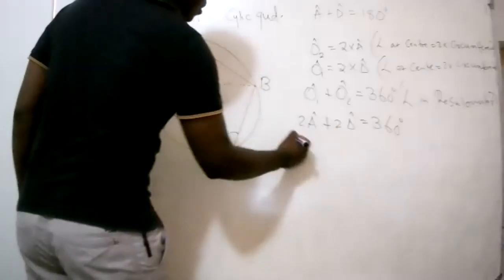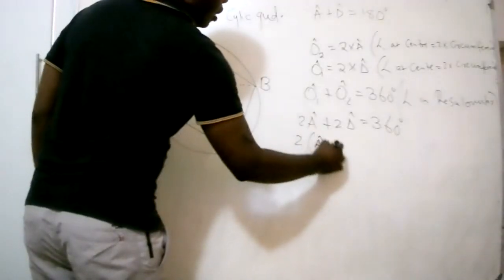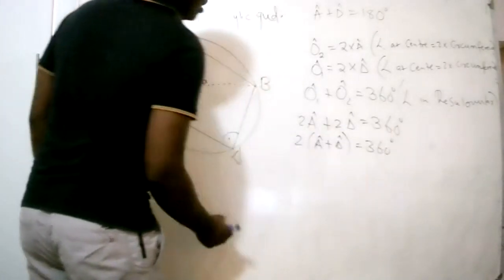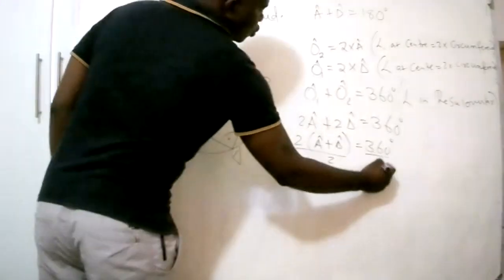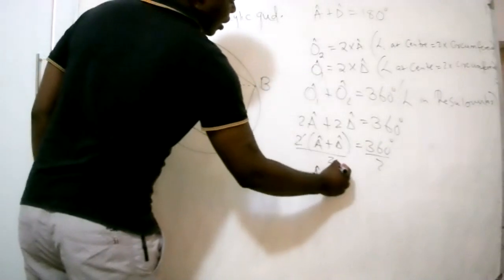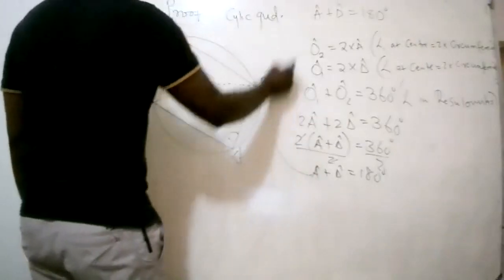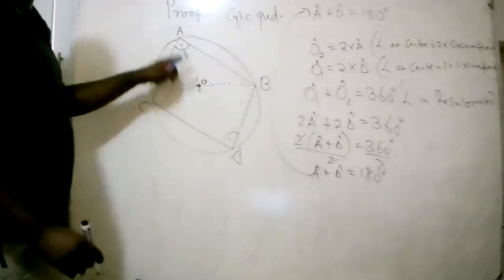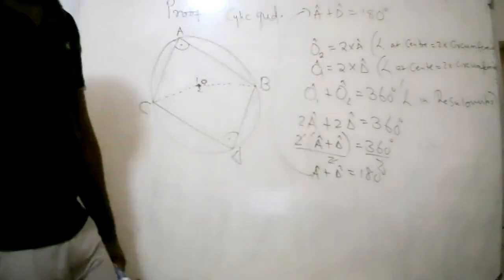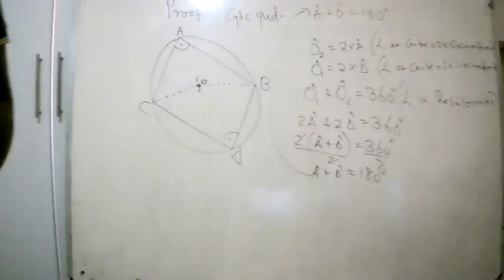So 2 can be factored out as the common factor. It means we're going to have 2 times (A plus D), which will be equal to 360. Then you divide both sides by 2 so that this 2 cancels with that 2. Therefore, we're going to have A plus D equal to 180 degrees. And you have proved what we wanted to get. We wanted to show that when you add two opposite angles in a cyclic quad, this must be equal to 180. And that is how you get to that proof that we have done.